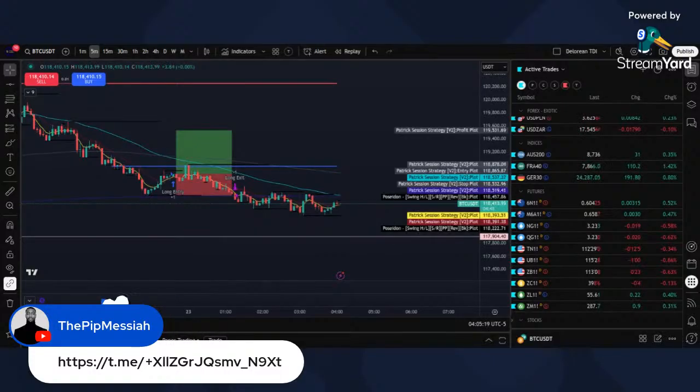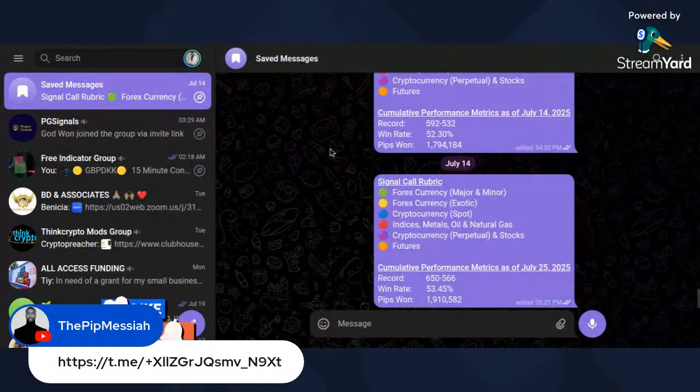I believe, and I didn't even throw that up on stream tonight, we're at 650 wins right now. And I did not start trading until May the 2nd of this year because I was sick most of the first part of the year. So we're at 650 wins versus 566 losses, 53.45% win rate. We've won 1,910,582 pips in about 2 months. So basically, we're kicking ass and taking names.